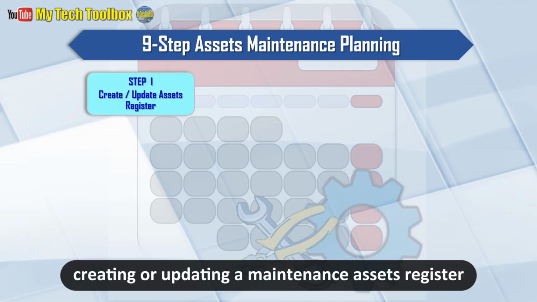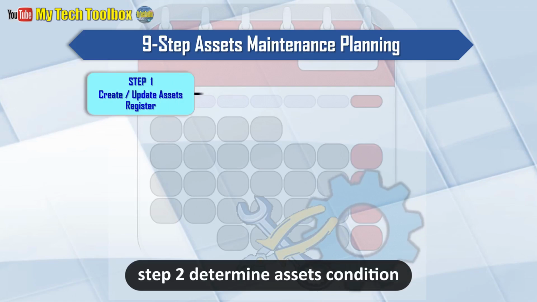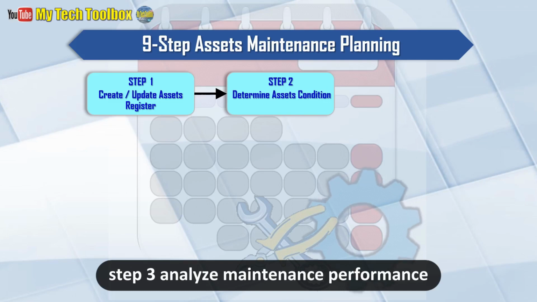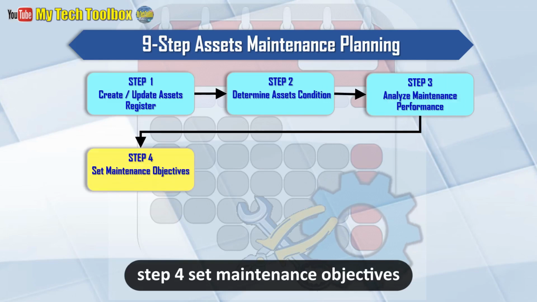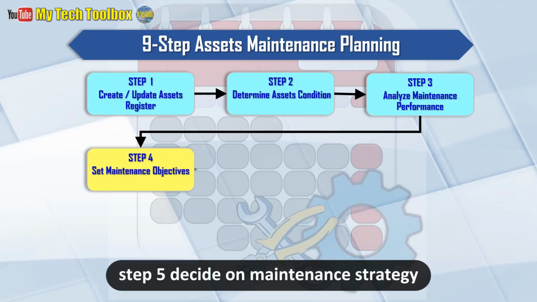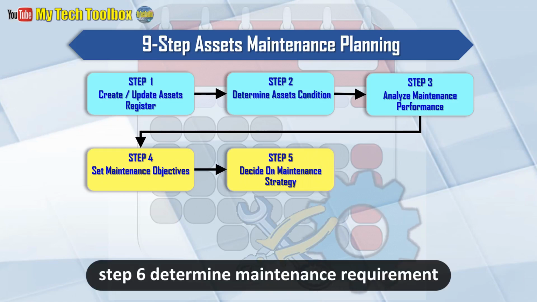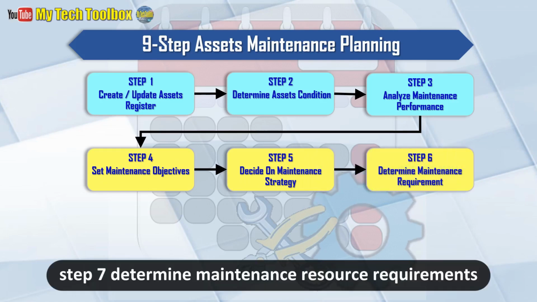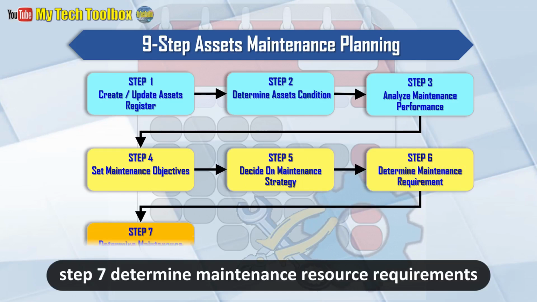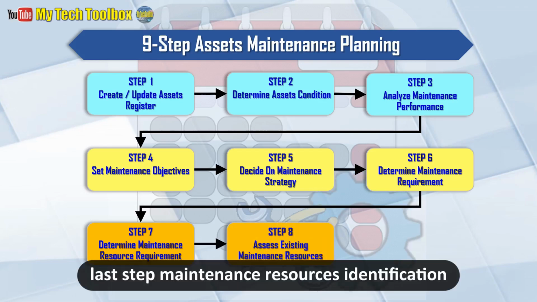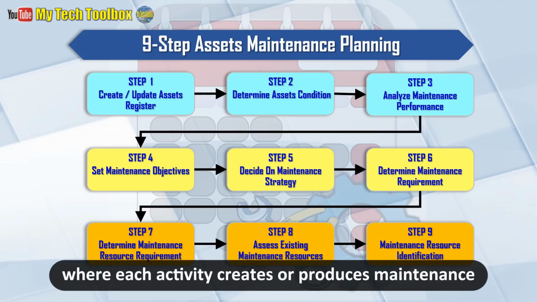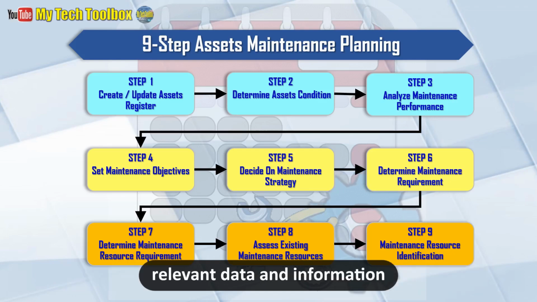Step 1. Creating or updating a maintenance assets register. Step 2. Determine assets condition. Step 3. Analyze maintenance performance. Step 4. Set maintenance objectives. Step 5. Decide on maintenance strategy. Step 6. Determine maintenance requirement. Step 7. Determine maintenance resource requirements. Step 8. Assess existing maintenance resources. Last step. Maintenance resources identification, where each activity creates or produces maintenance-relevant data and information.